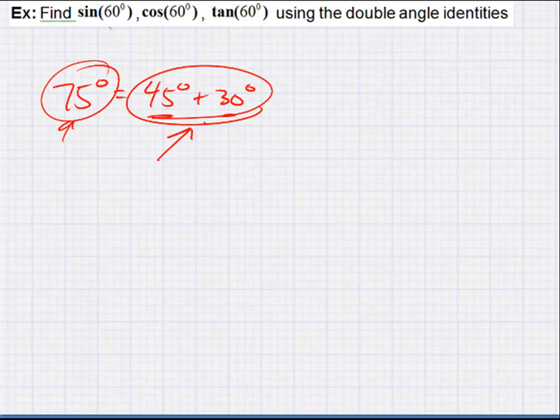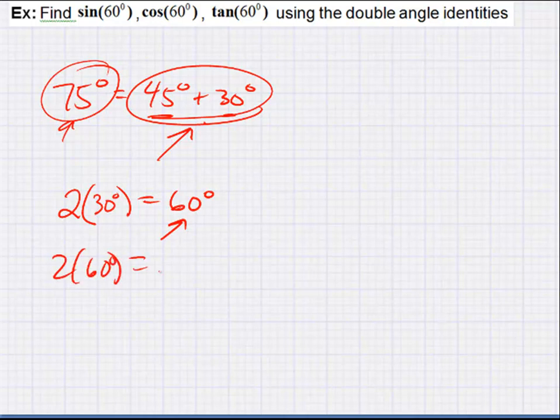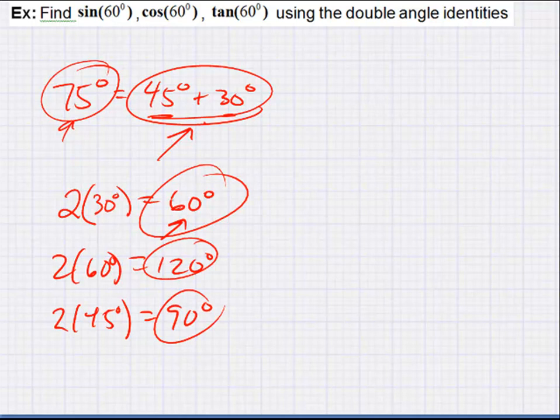However, when it comes to these double angle identities, I say, is there any angle that I know how to work with that if I double it creates another angle I don't know how to work with? Well, the answer to that is no. Like twice 30 is 60. Well, I already know how to deal with 60. Twice 60 is 120. I already know how to work with 120. Twice 45 is 90. I already know how to work with 90. So I don't get another angle that I don't know how to work with like I did here.